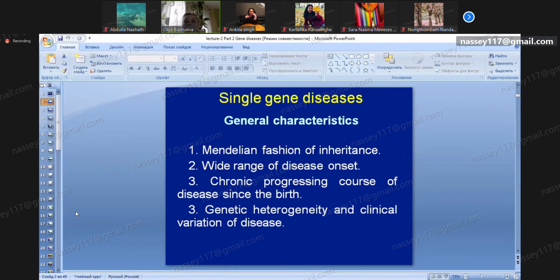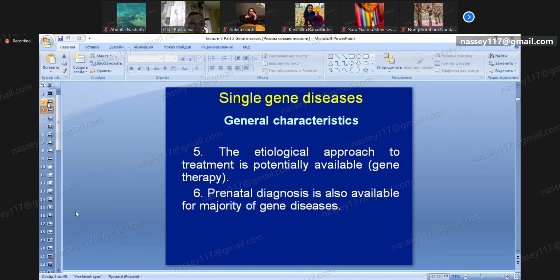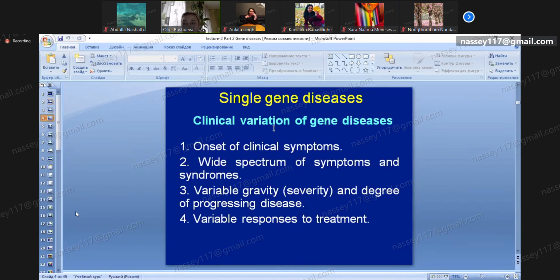General characteristics of single-gene disorders are the following. First one is a Mendelian type of inheritance. Second, a wider range of disease onset. Next, a chronic progressing course of disease, and genetic heterogeneity and clinical variation of diseases. An etiological approach to treatment is potentially available, so-called gene therapy. And prenatal diagnostics is also available for the majority of gene diseases.